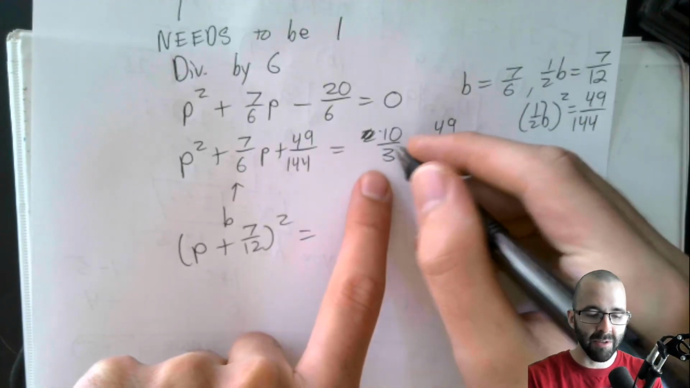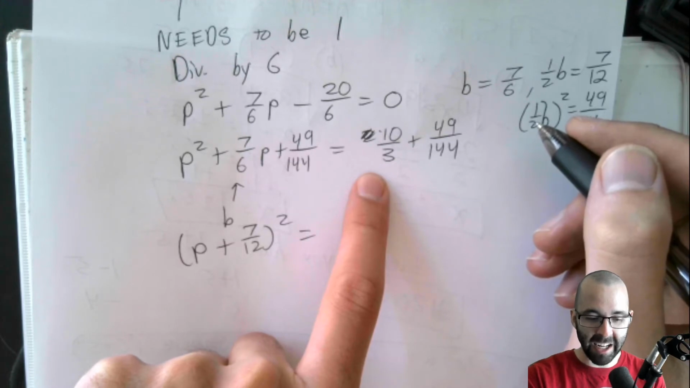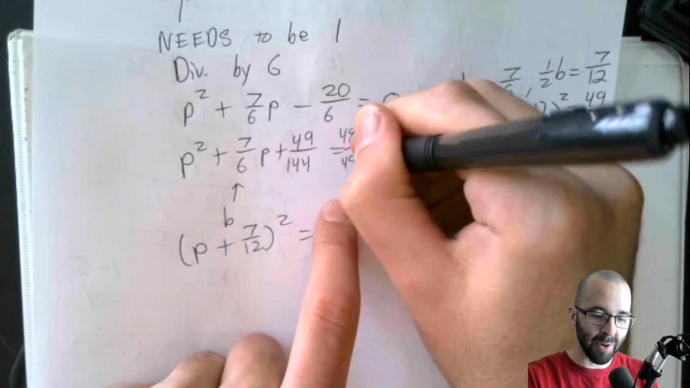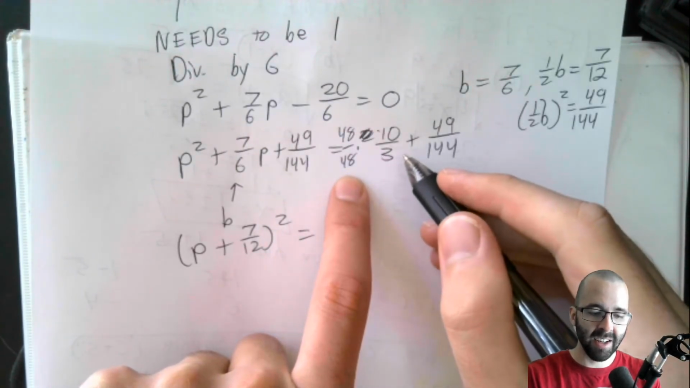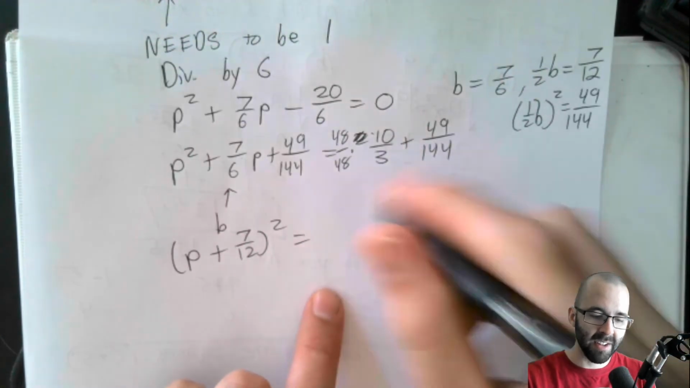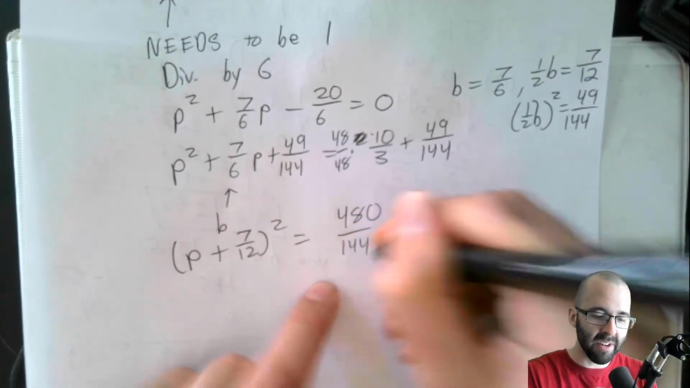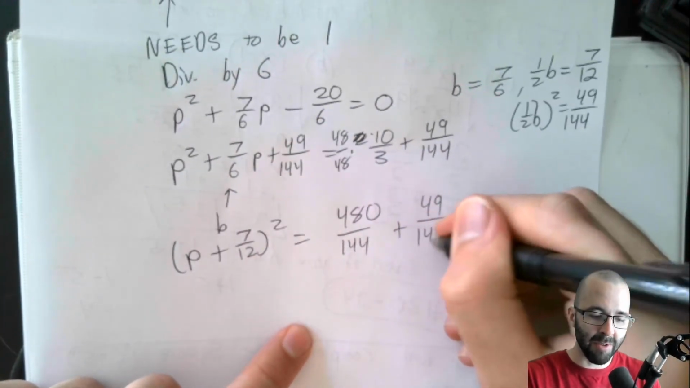So how do we get 144 here? That's a good question. I think we multiply by 48. We need to multiply by 48 over 48. That's 120 plus 24. Yep, that'll do it. So on the right-hand side, we have 480 over 144. That's that first fraction. Plus the second fraction, 49 over 144.